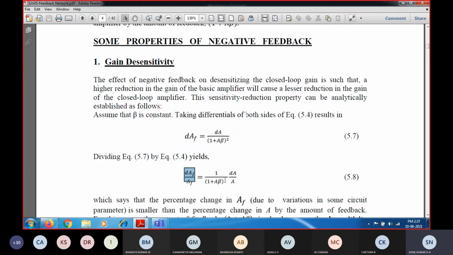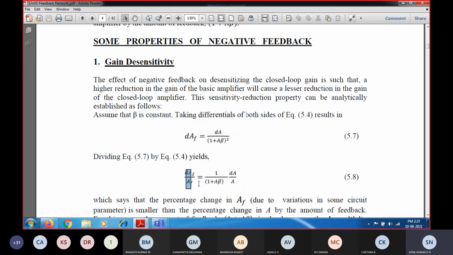So what does this expression suggest? If there is any small change in the amplifier, dA by A is nothing but the rate of change of the amplifier. So the small change in the feedback amplifier and the small change in the amplifier will be given by this expression, 1 over 1 plus A beta. This indicates that whenever any change takes place in the amplifier, it will have a negligible effect on the feedback gain.